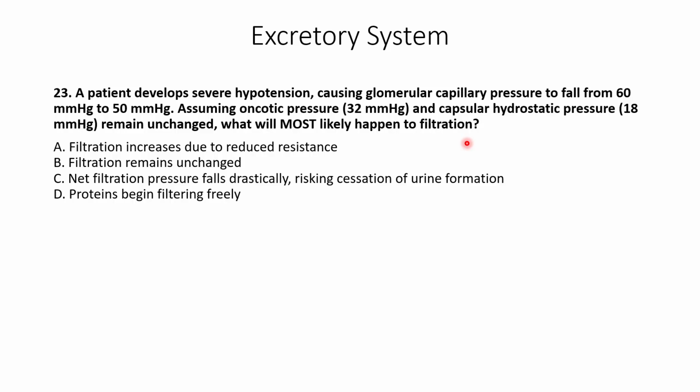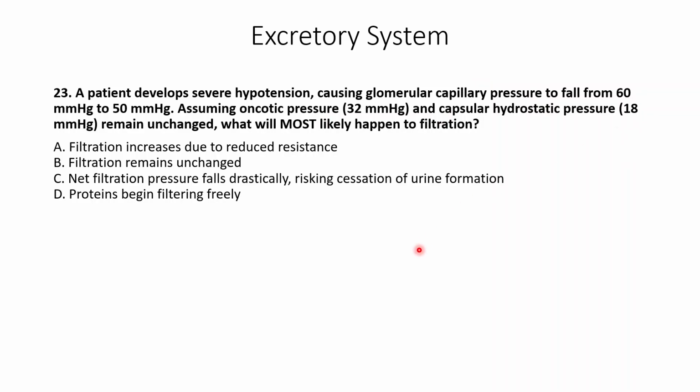So the net filtration pressure equation works out to glomerular pressure, which is here, this is your glomerular pressure, minus the oncotic pressure, which is this, and the capsular pressure, which is your hydrostatic pressure.